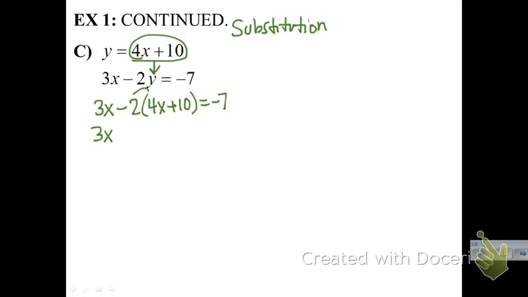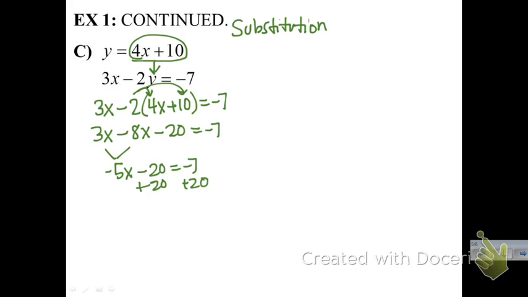Then we'll distribute the -2 through to get -8x minus 20. Combine like terms to get -5x minus 20 equals -7. Add 20. And you get -5x equals 13. Divide by -5, and x equals -2.6.